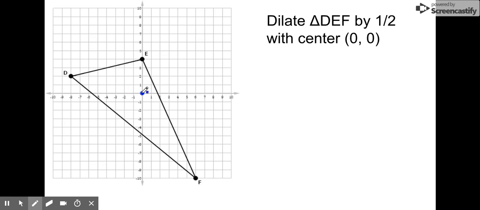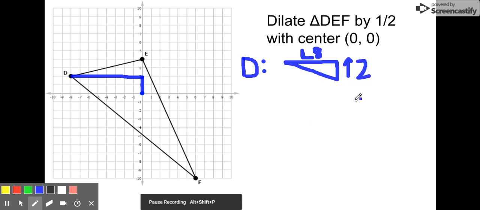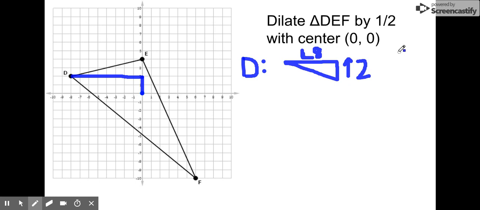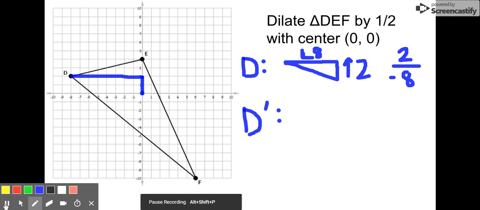So from our center of dilation to point D, we're going up 2, left 8. You can think about it as a triangle. You could also think about it as a slope, up 2 and then left 8. This is important because we know that our scale factor is 1/2, and so we want to reduce our slope triangle by 1/2. We want it half the size. So let's see what that would look like.